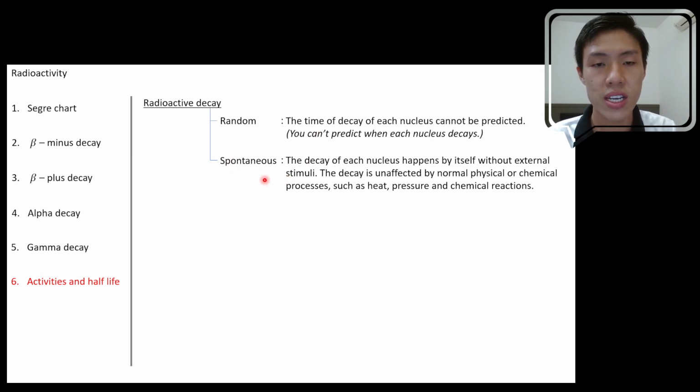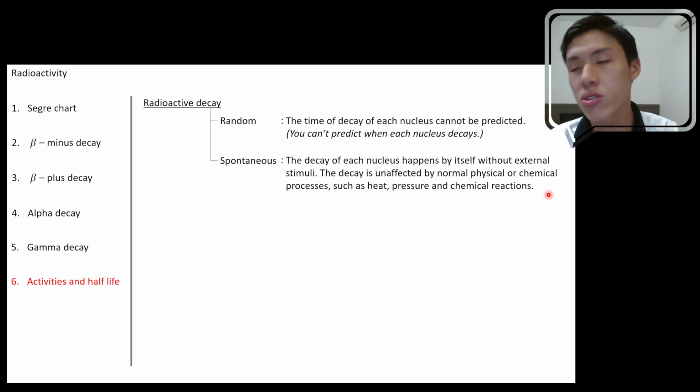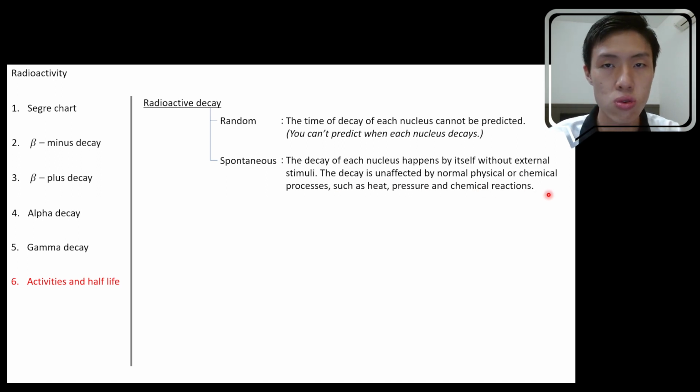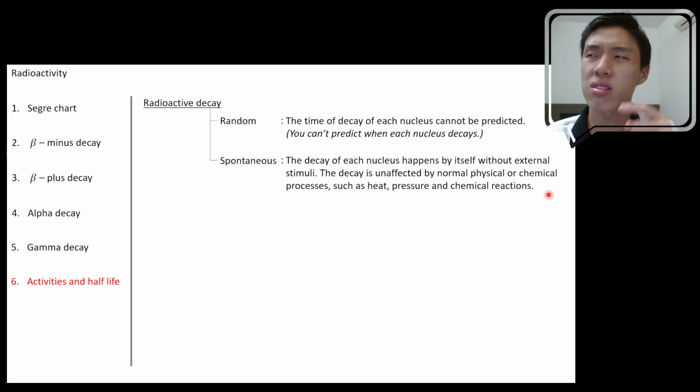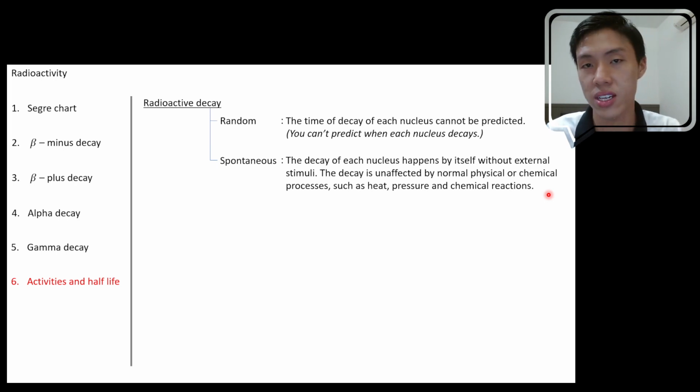Next, for spontaneous, the decay of each nucleus happens by itself without external stimuli. The decay is unaffected by normal physical or chemical processes such as heat, pressure, and chemical reactions. The idea of spontaneous means it will decay by itself. The more suitable way to put it is that there's nothing you can do to make the nucleus decay faster or slower. You cannot control the process through external factors.